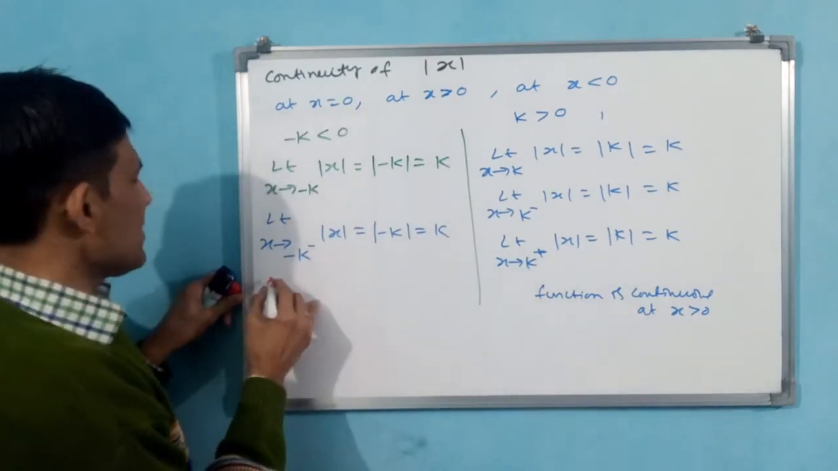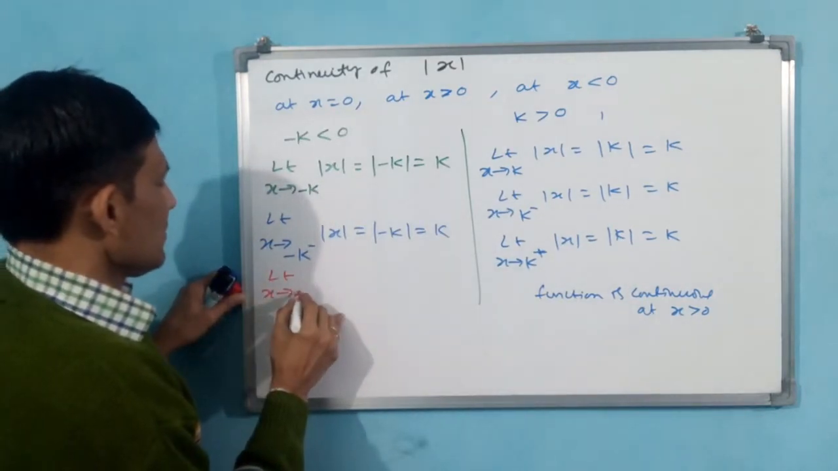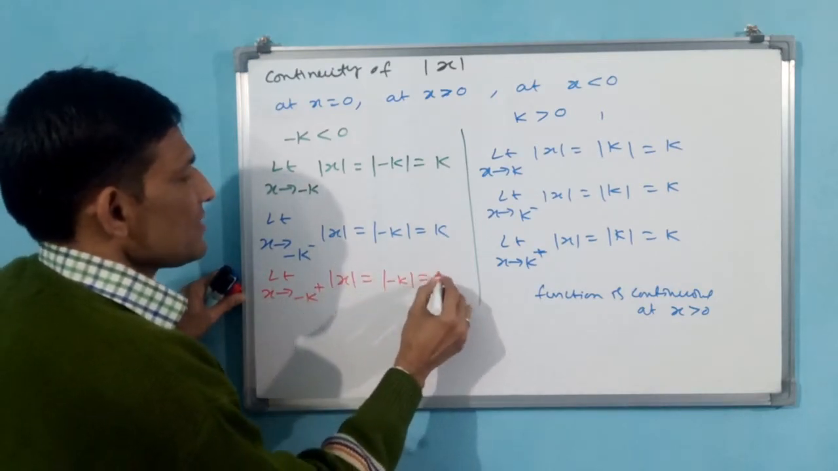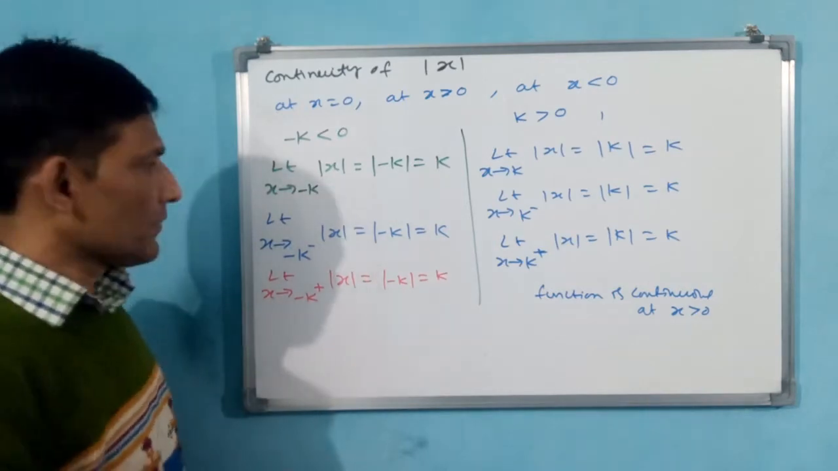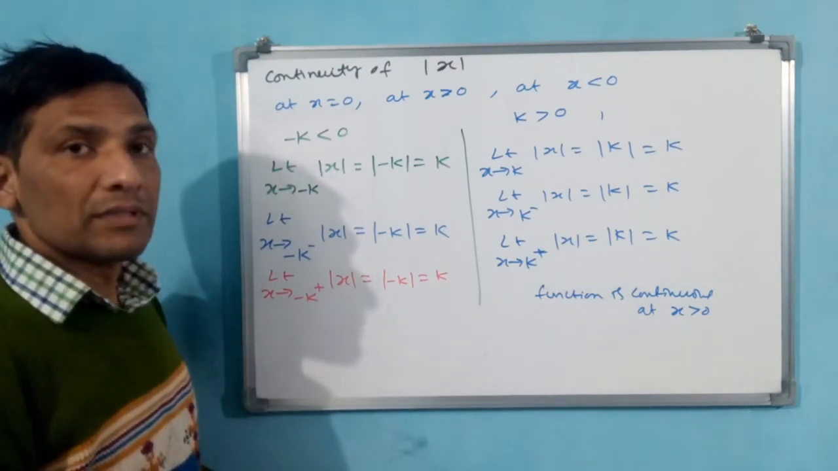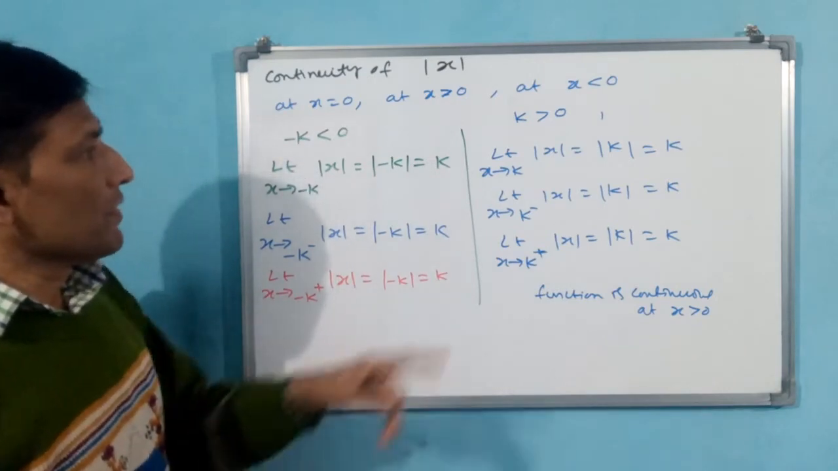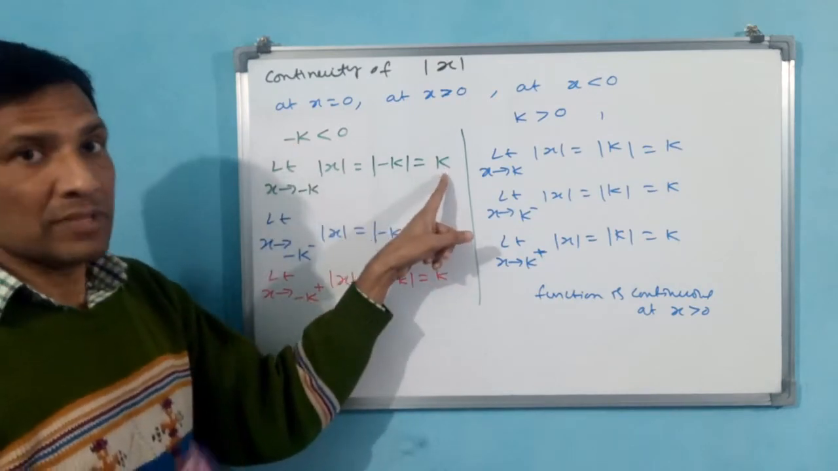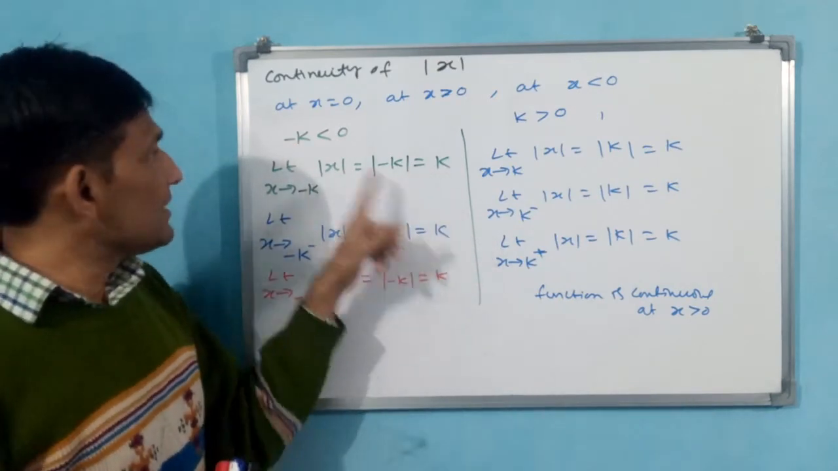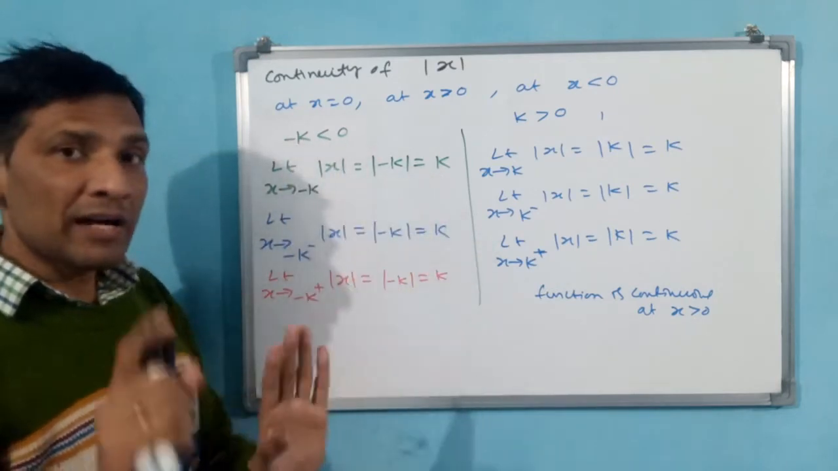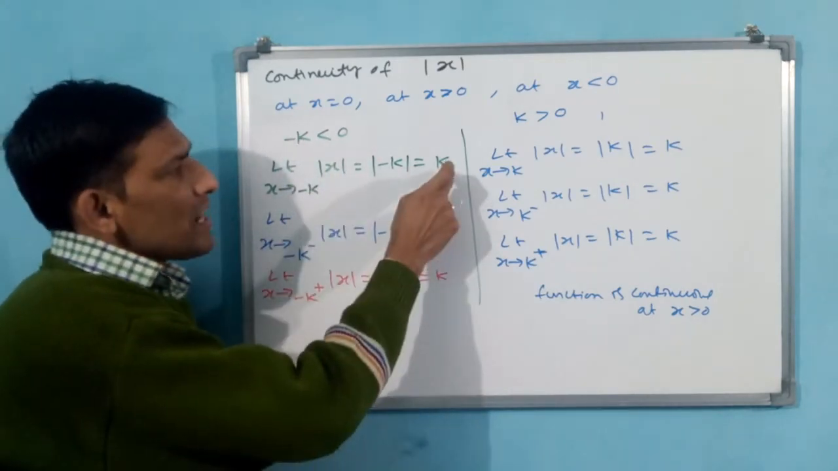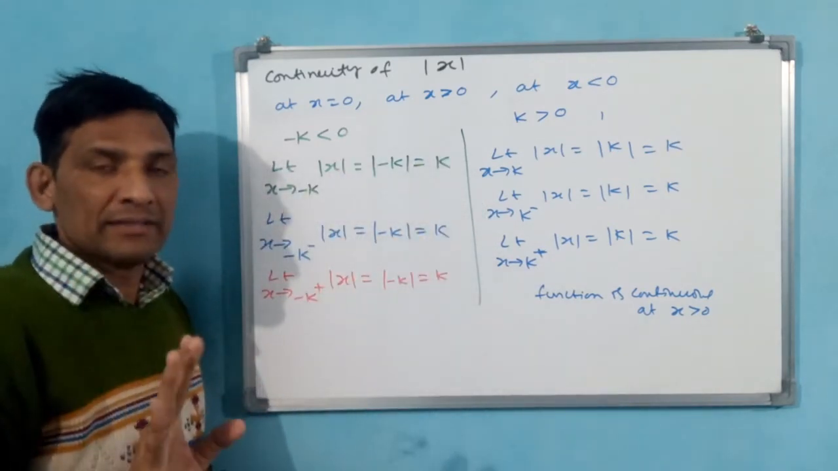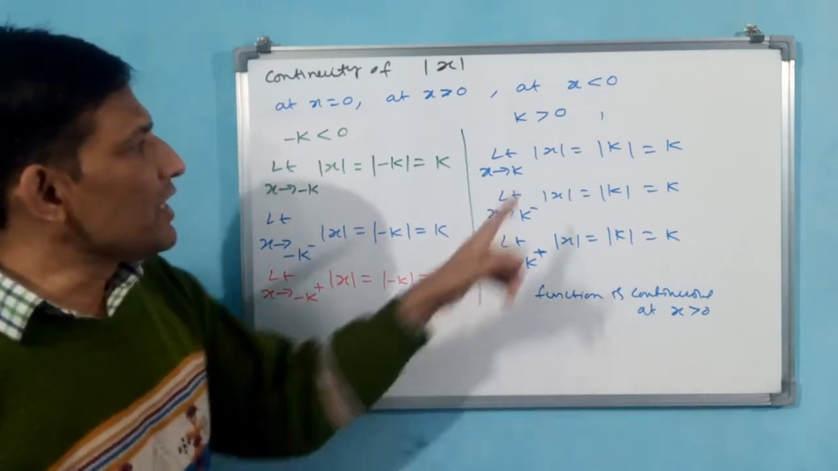Now you see for right hand limit, limit x tends to minus k plus modulus x, that is equal to minus k, that is equal to k. Is it okay? Here k you have given, k has come. Here minus k you have given, but plus k has come. Keep that in mind. But whether input or output is equal or not, we don't bother. We bother only about the output. This output, this output, this output, all are equal or not, that you have to keep in mind. Here k we have given, k has come.